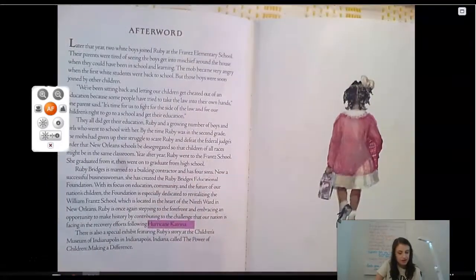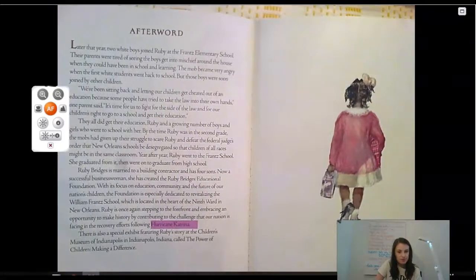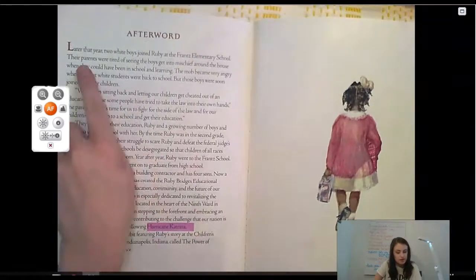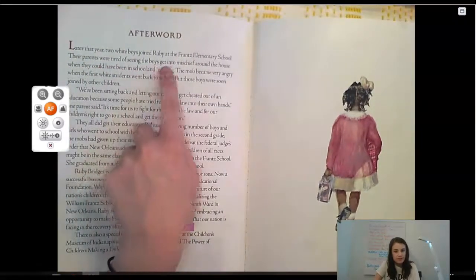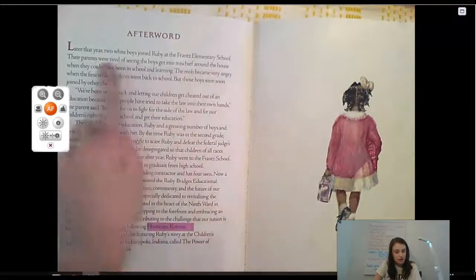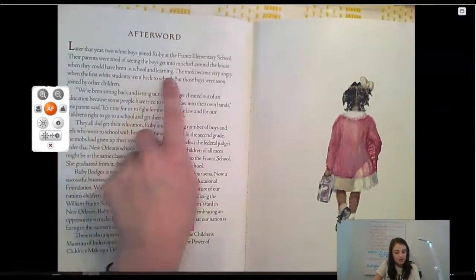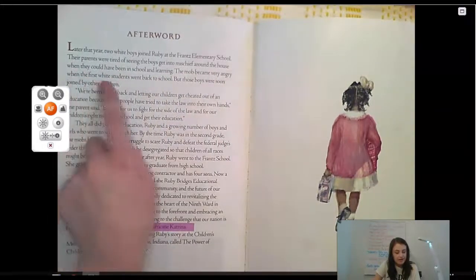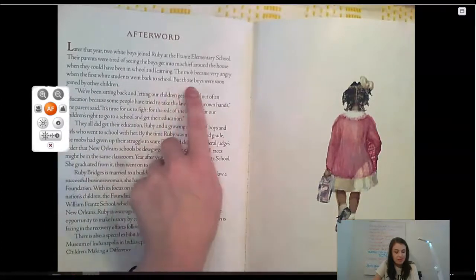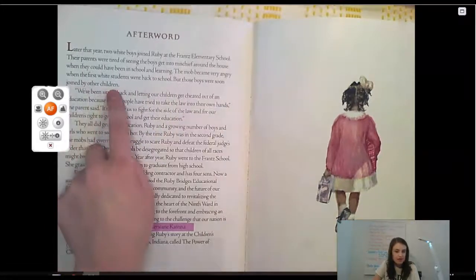Afterward. Later that year, two white boys joined Ruby at the Franz Elementary School. Their parents were tired of seeing the boys get into mischief around the house when they could have been in school and learning. The mob became very angry when the first white students went back to school, but those boys were soon joined by other children.